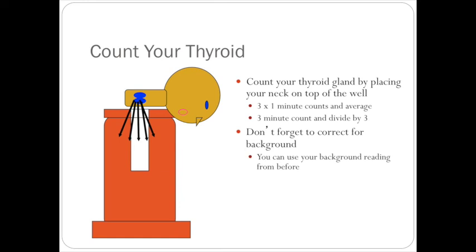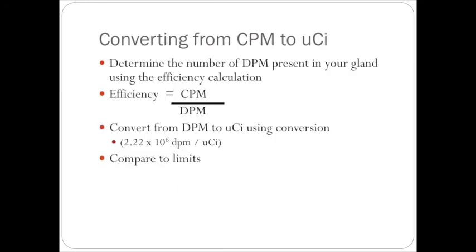You do have to correct for background. We can just use the background reading that you collected when you actually did the setup of the machine and the calculation of the efficiency. That's perfectly fine because the background radiation will not change that much. So now you have a number of counts. You basically count your gland, and now I know I have X number of counts in my gland.